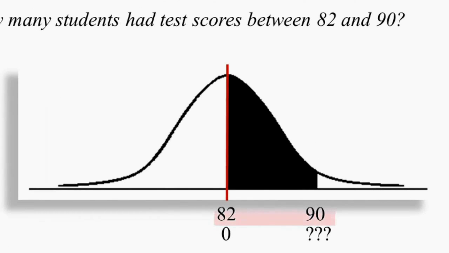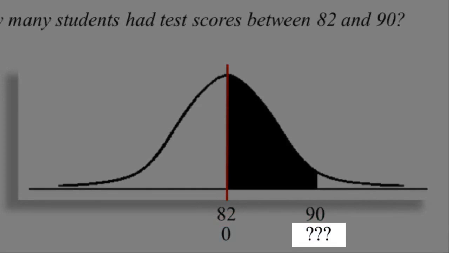Notice that I have two scales here. The first scale is in test scores, the 82 and the 90. And underneath it, I've put down what I know about the z-scores. I know that a score equal to the mean has a z-score of 0. I don't know what a score equal to 90 has for a z-score. I have to calculate that.